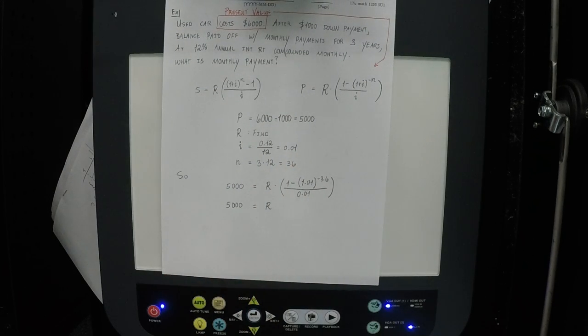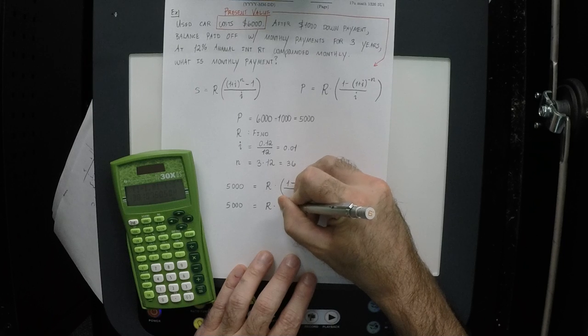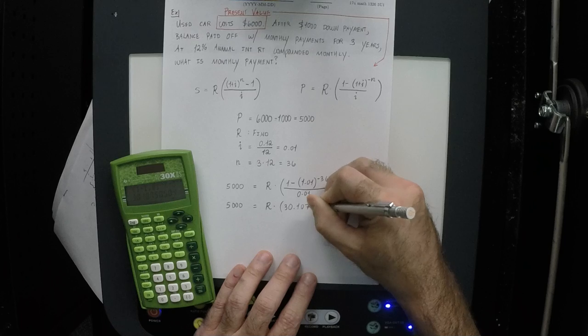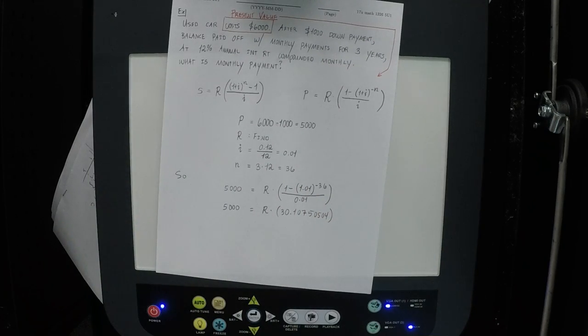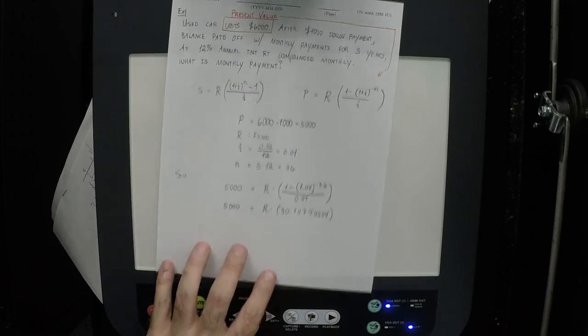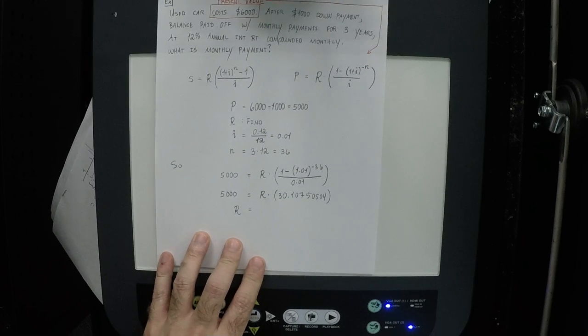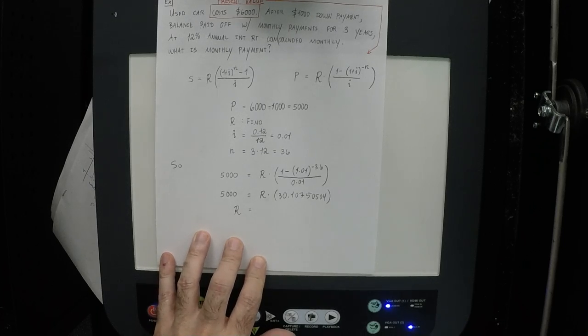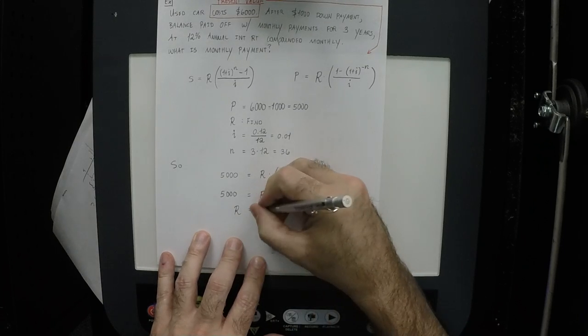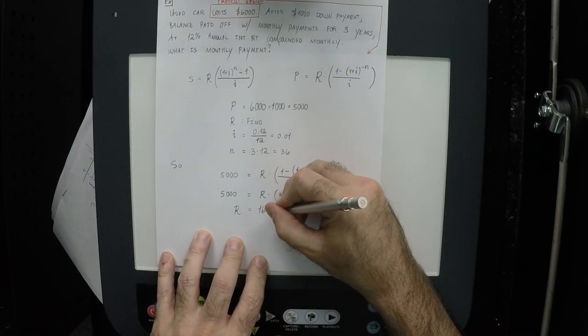Okay, so I'll calculate that value real quick. So that's 30.10750504. So R is 5,000 divided by that number. So did anyone get it? Good. 166.07 to the nearest cent.